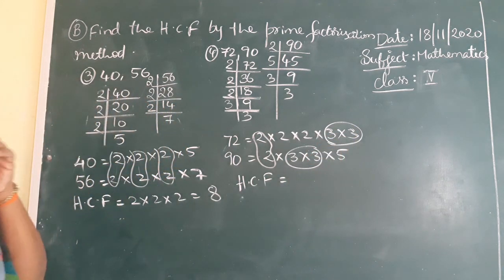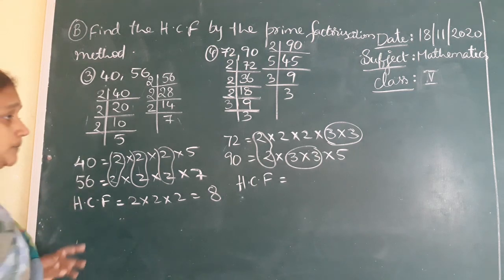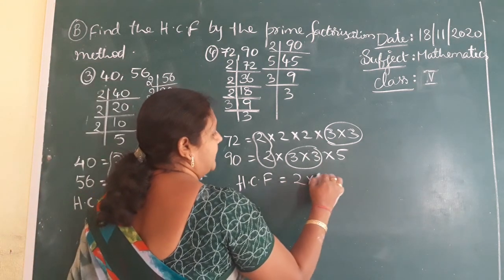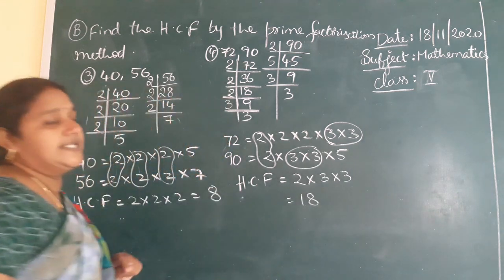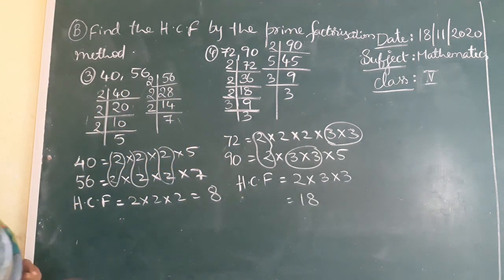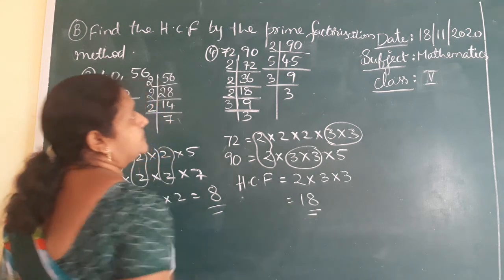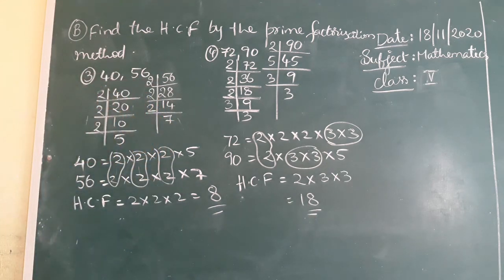That's the only common part, the remaining is not common. Yes or not? So 2 into 3 into 3. 3 3s are 9, 9 2s are 18. 18 is the HCF. Okay? See the next one.